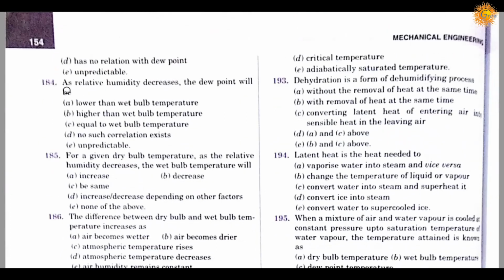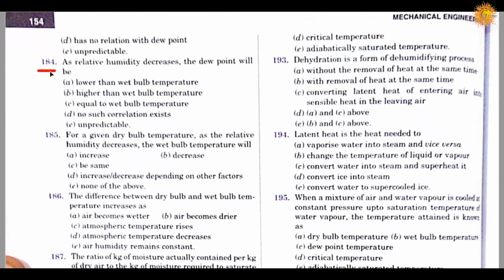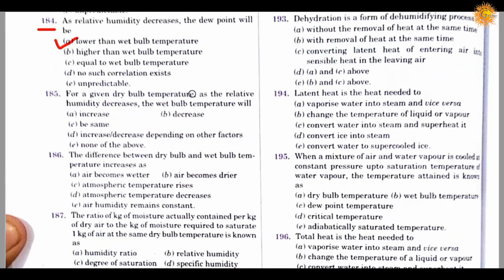Question number 184. As relative humidity decreases, the dew point will be: option A, lower than wet bulb temperature; option B, higher than wet bulb temperature; option C, equal to wet bulb temperature; option D, no such relation exists; option E, unpredictable. So the correct answer is A, lower than wet bulb temperature.